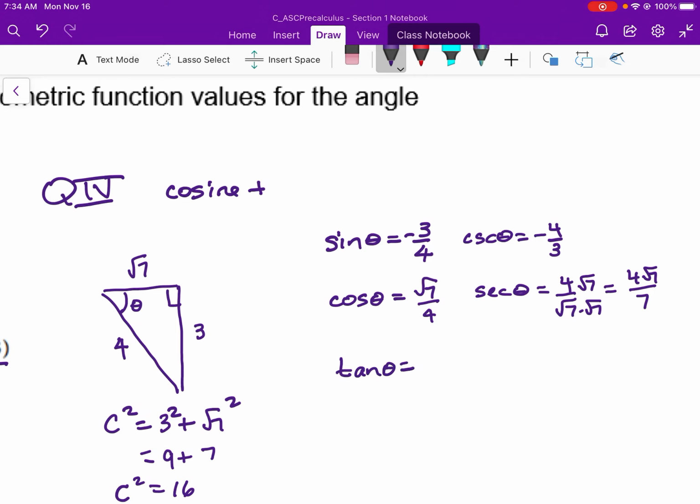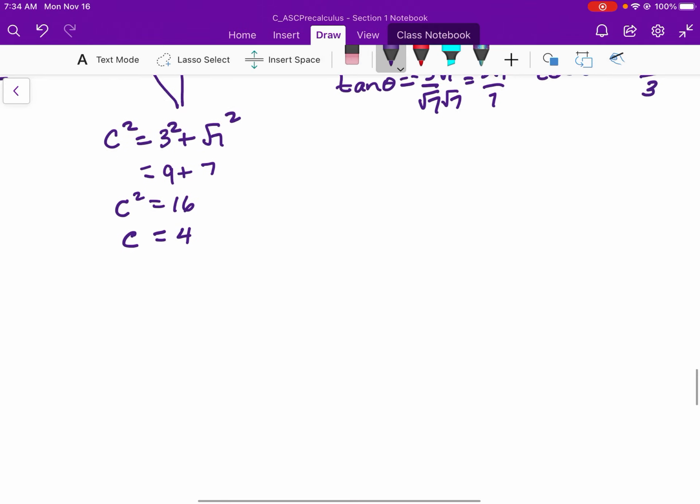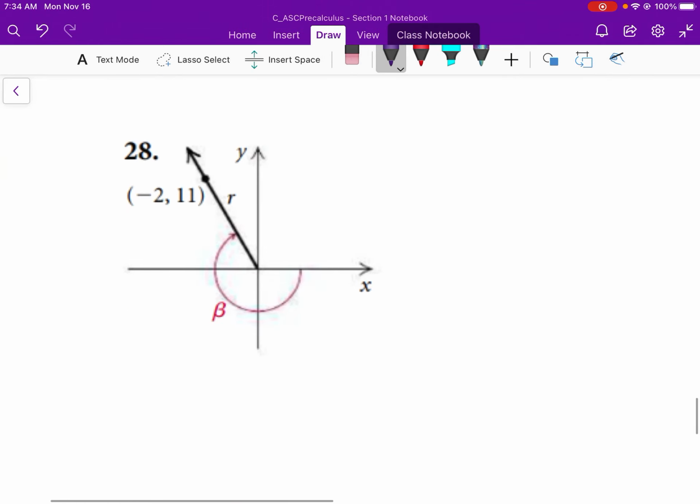And then tangent of theta is opposite over adjacent, which is 3 over radical 7, and I can't have a radical 7 in the bottom. So that's going to be 3 radical 7 over 7. And then cotangent is the reciprocal. Oh, it's negative, by the way. Sorry, my bad. Negative. Sometimes my brain is like crazy. So I'm going to flip, but I'm going to flip the first one. So radical 7 over 3. Okay? All right, I got another one down here.